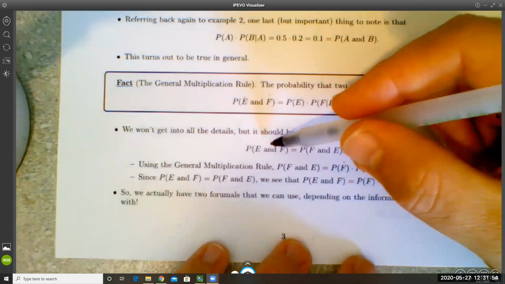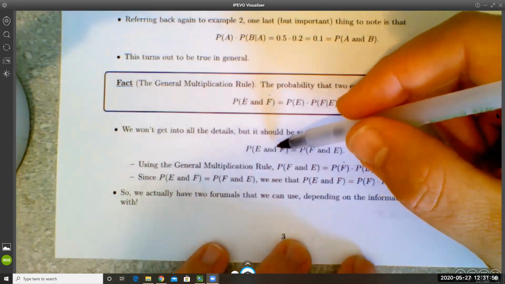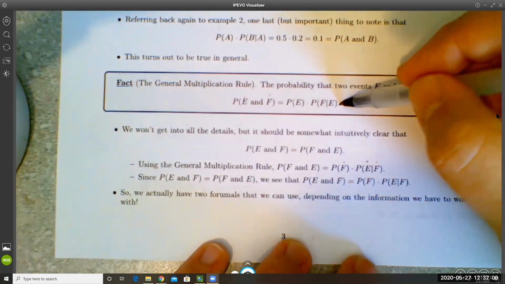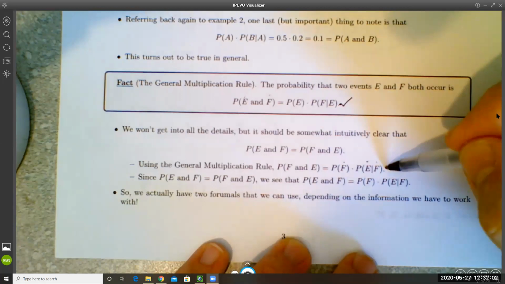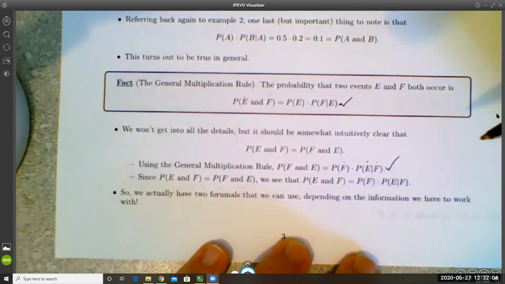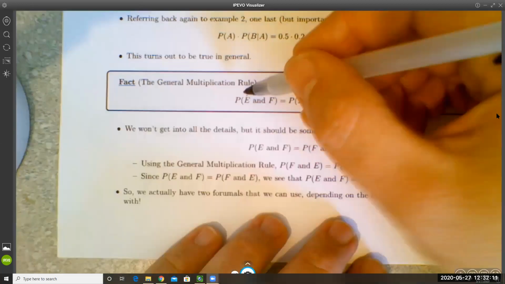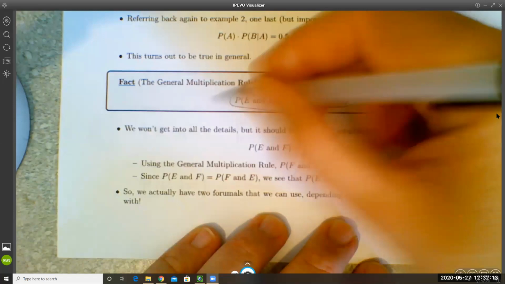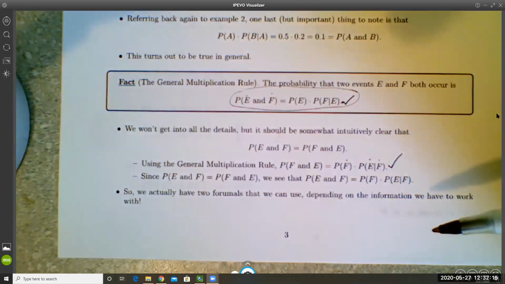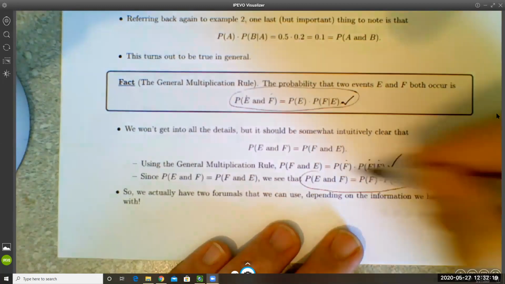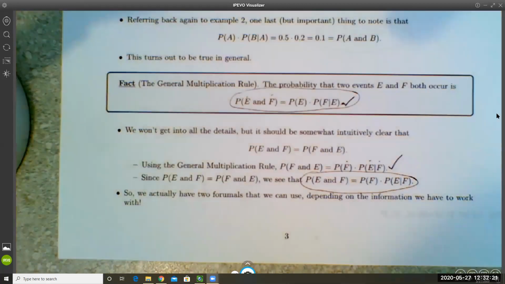But since probability of E and F and probability of F and E are the same, that must mean that this formula and this formula are equivalent. So we actually have two different ways to think about probability of E and F. We can either use this formula: probability of E and F is probability of E times probability of F given E, or we can use this formula: probability of E and F is probability of F times probability of E given F.